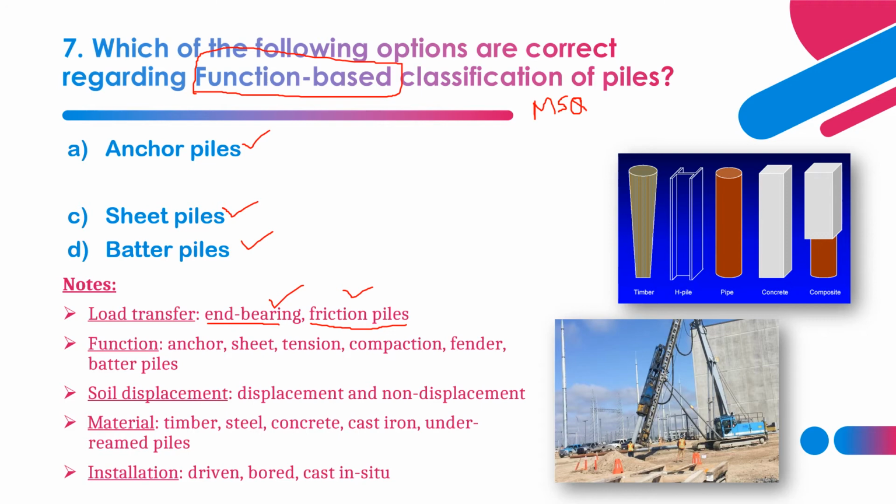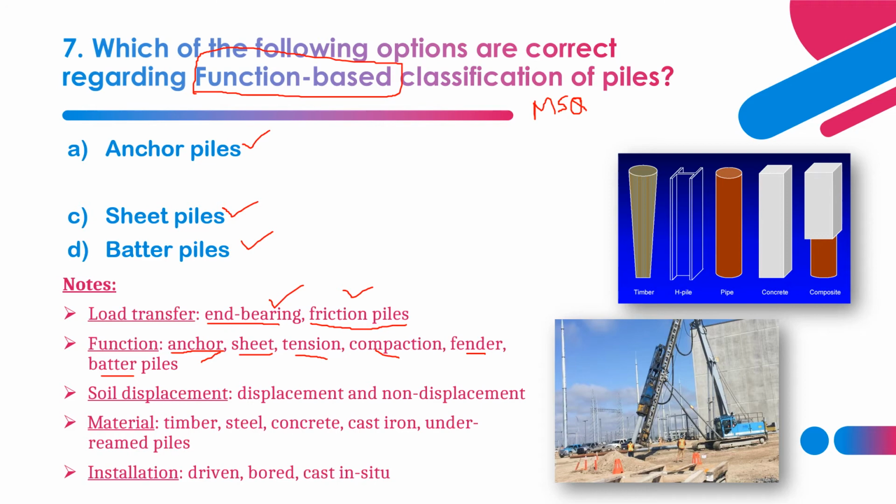Regarding function based, we can classify piles as anchor, sheath, tension, compaction piles, fender piles, batter piles. Anchor piles are used for providing anchorage against horizontal pull from sheath piles or retaining walls. Sheath piles are used to retain backfill of soil and support soil in open excavation. Sheath piles are also provided below hydraulic structures to minimize uplift force or to prevent piping failure.